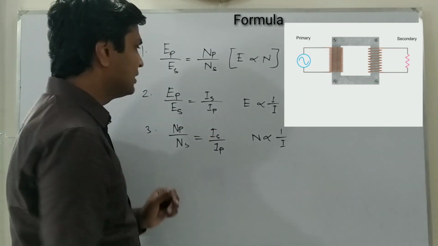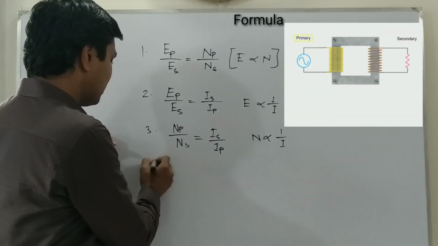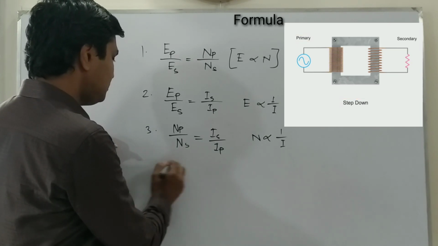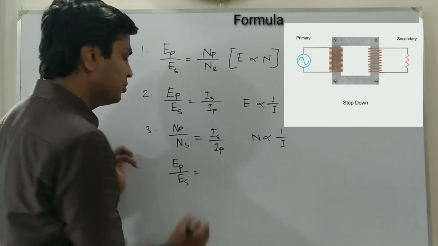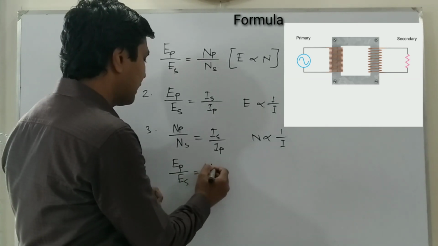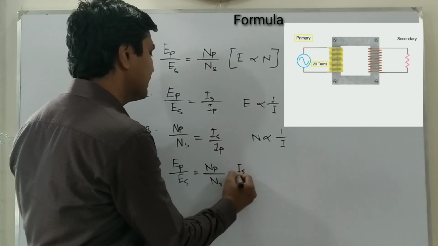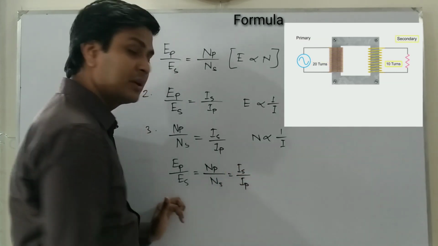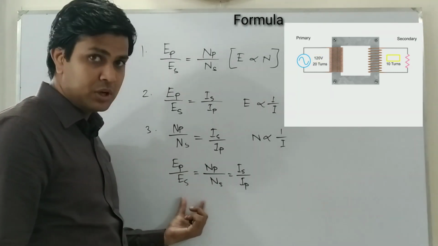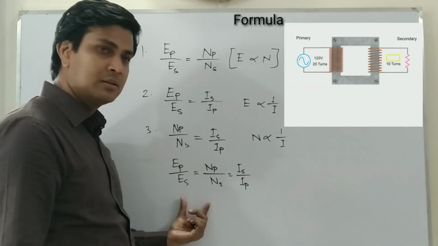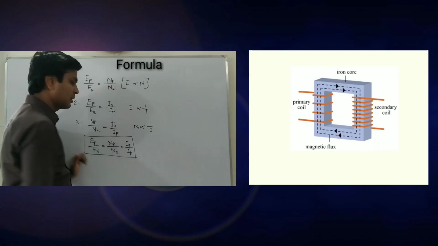If we write those three formulas together, then we can write EP by ES equals NP by NS equals IS by IP. We can write all the formulas together like that. That is the main formula of that chapter.